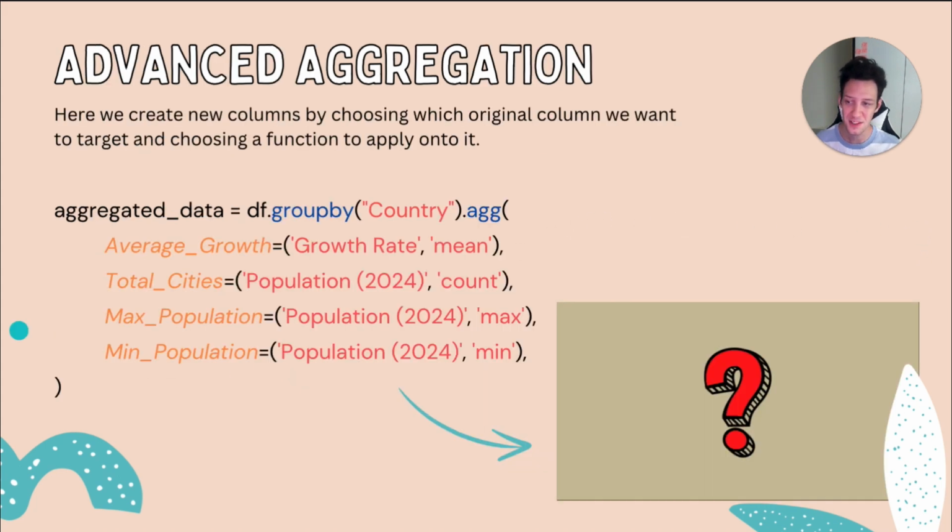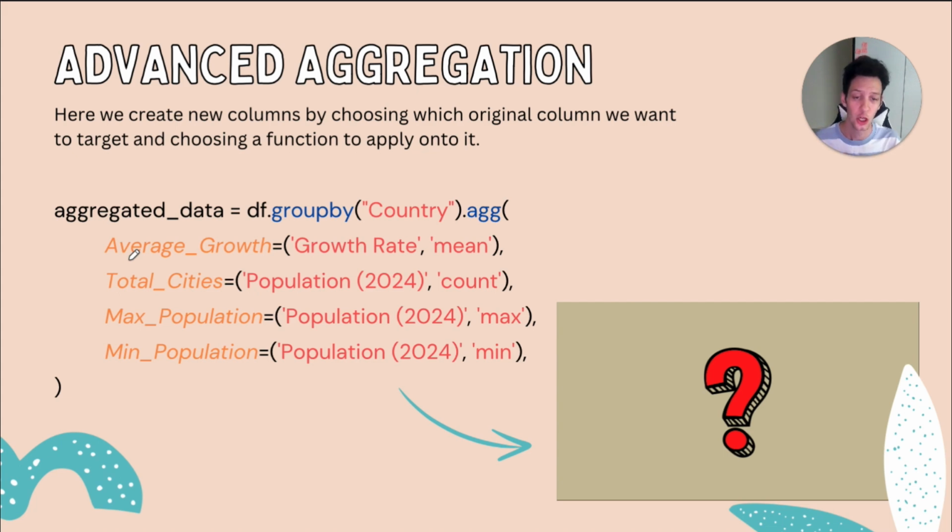Now, this is a version of more advanced aggregation. Here I'm creating new columns by choosing which original column I want, and then I'm applying a function onto it. So if you imagine I'm grouping by country, and then I'm creating an advanced aggregation. Think of this as creating a new series of data, new columns that are an extension of our original data frame. Right? So it's just like data featuring.